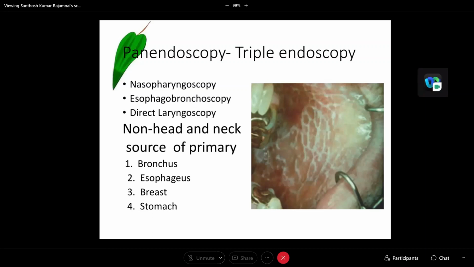So this is what you should do. And sometimes you have a malignancy deposit in the neck from another region, from the abdomen, usually lung malignancy, esophagus malignancy, breast and stomach malignancy.